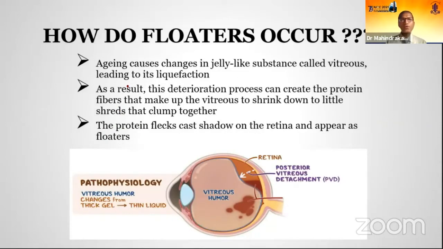So now we'll go on to the pathophysiological occurrences. How does aging affect? Aging causes changes in the jelly-like substance of the vitreous that leads to liquefaction in the vitreous. As a result of this deterioration process, the protein fibers in the vitreous tend to shrink and they clump together. Because of this, slowly the vitreous starts to separate from the retina.